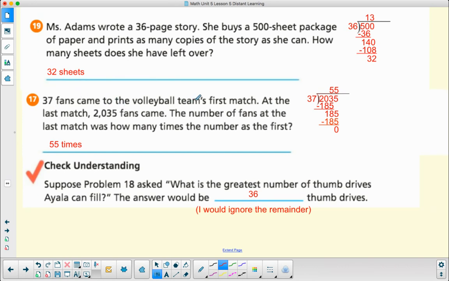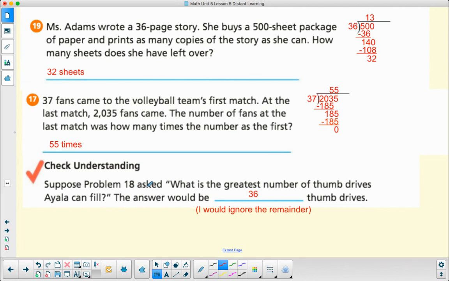37 fans came to the volleyball team's first match. At the last match, 2,035 fans came. The number of fans at the last match was how many times the number as the first. So I'm thinking, what multiplied by 37 equals 2,035? So 2,035 divided by 37 gave me 55. So there's 55 times as many.